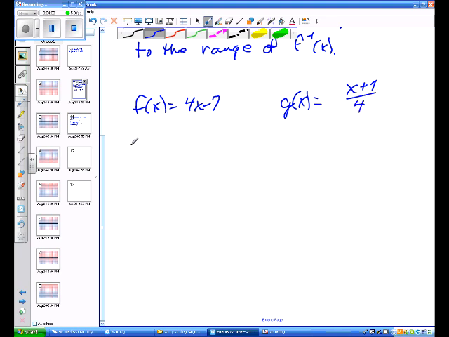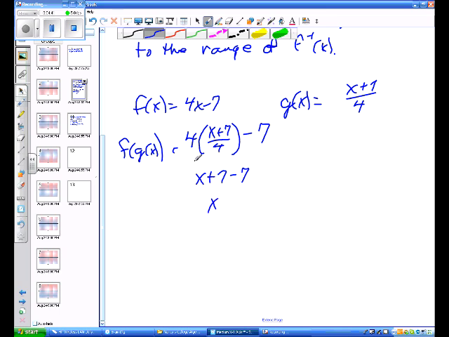Well, to show that they're inverses, we're going to do f of g of x. That means we'll take the function f, wherever there's an x, we're going to plug in the function g of x. So we're going to have 4 times (x plus 7 over 4) minus 7. So we plugged in for x. Now when we multiply, these 4's cancel, and we have x plus 7 minus 7, which is x. So f of g of x gave us x.